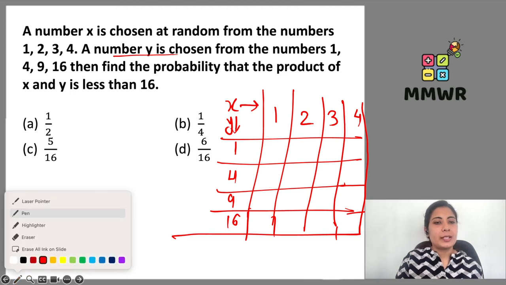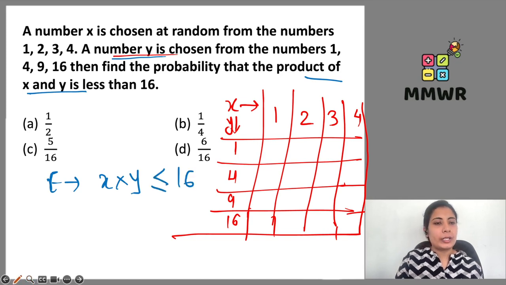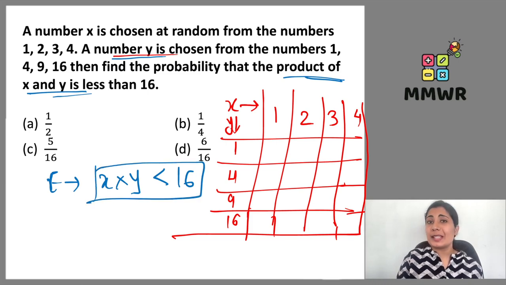Next point: a number y is chosen from the numbers 1, 4, 9, 16. Then find the probability that the product of x and y is less than 16. Sorry, not equal to, it should be less than 16. So the product of x and y is less than 16. Wherever x multiplied by y comes out less than 16, we have to look for all those sets of x and y.